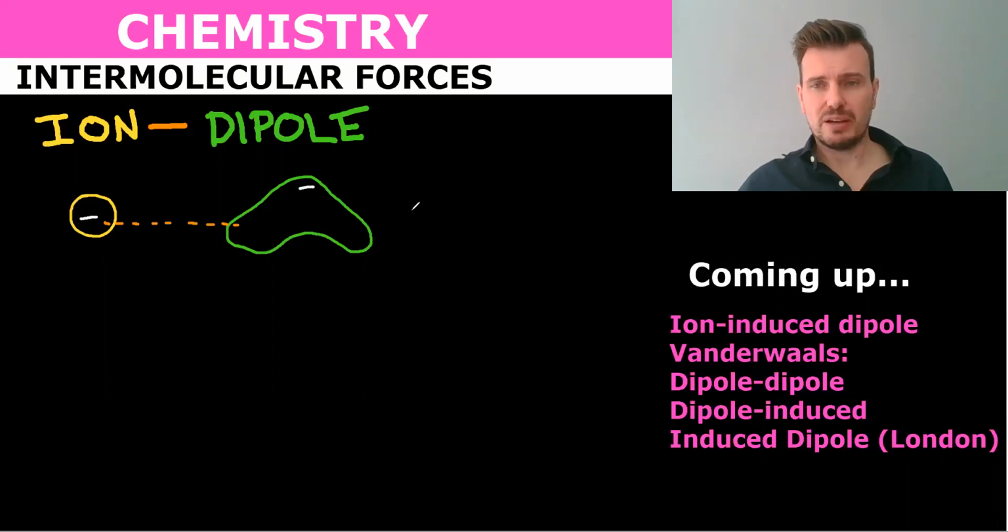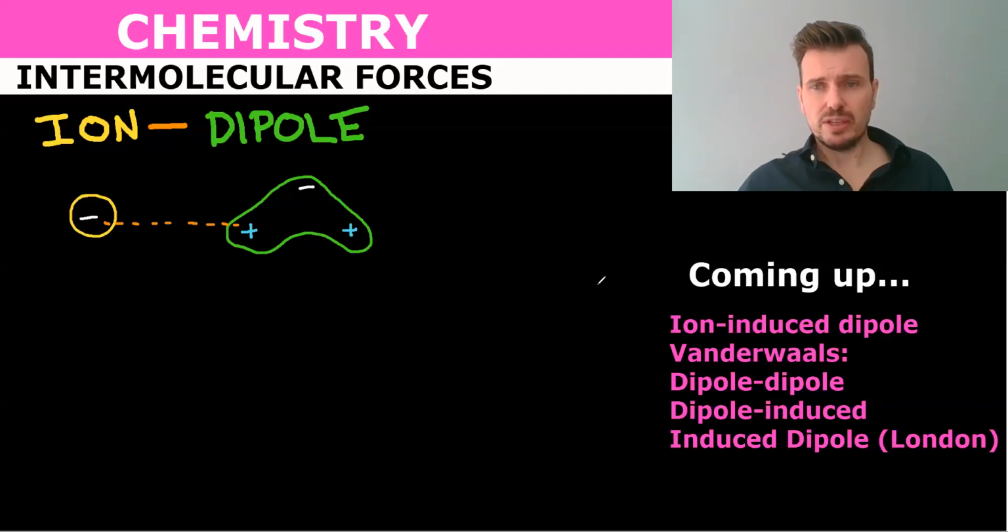Now a dipole would have different poles. One could be positive and another could be negative. Here we've got a positive and a negative pole in the middle, and then another positive over here. So this is just a generic molecule, but let's look at how it might act in reality, our ion dipole forces.